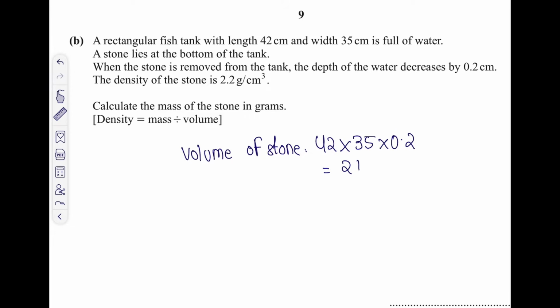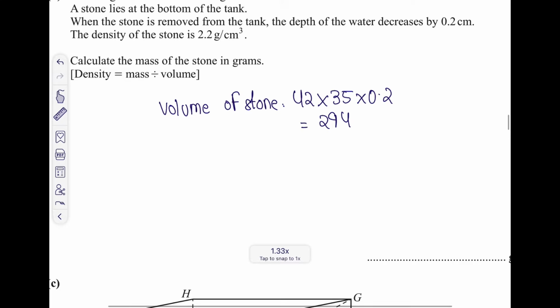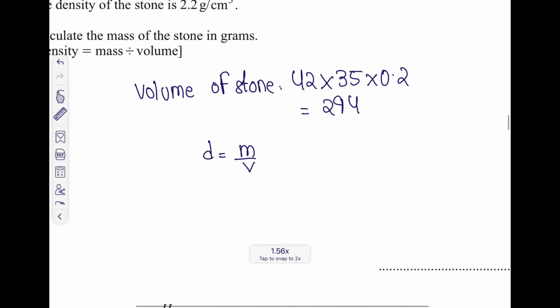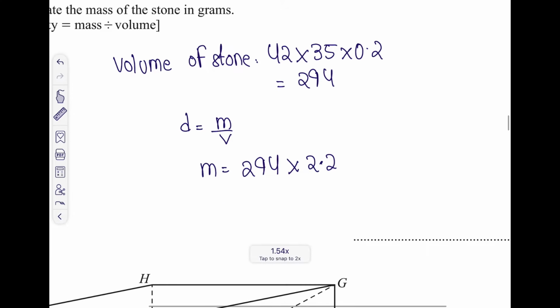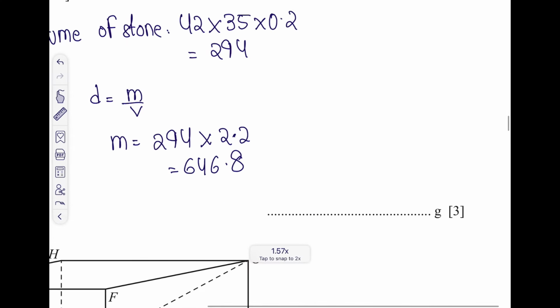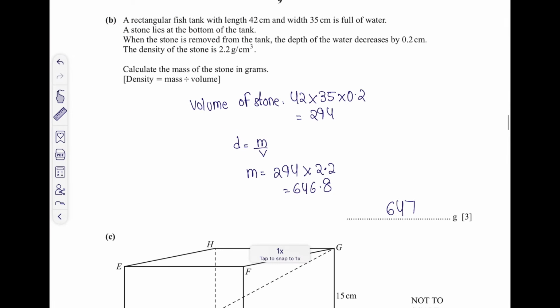That's giving me 294. Now density is mass divided by volume. These are not the exact units, but it doesn't really matter here. So when you find the mass, it will be 294, that is the volume, into the density, which is 2.2. That's going to give you 646.8, which you can choose to write like this as well, or 647 for 3 significant figures.